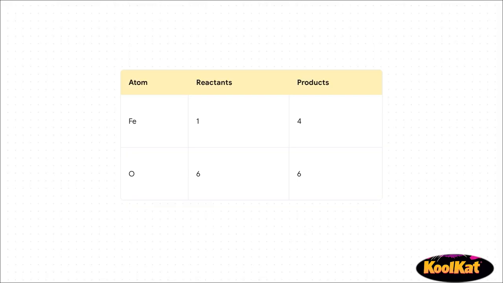Okay, so how do we get to 6? On the left, we need to put a big 3 in front of the O2. 3 times 2 is 6, boom. On the right, we'll put a big 2 in front of the Fe2O3. 2 times 3 is 6. Awesome, the oxygen is balanced.